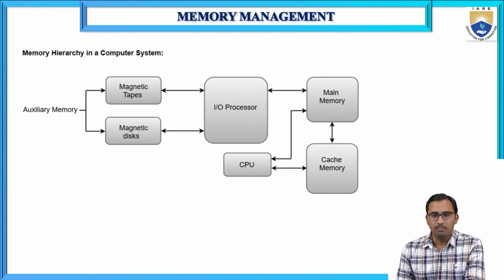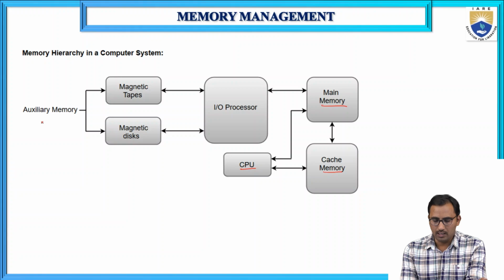This is the memory hierarchy in a digital computer system. Here we can see all the various memory devices associated with the CPU, the central processing unit. Different memories are associated with this CPU: cache memory, main memory, and the auxiliary memories. Auxiliary memories are the secondary storage devices, where all the large amounts of unused programs and data are stored.